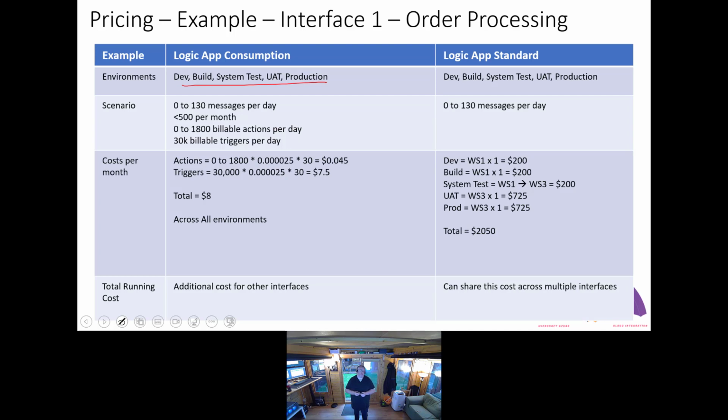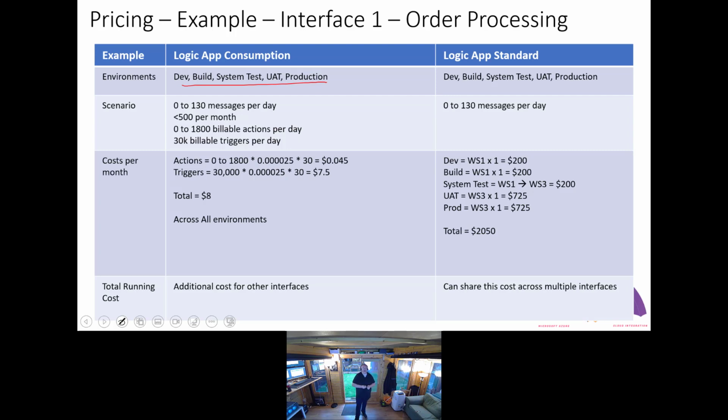The Logic app that processes these, so let's just for argument's sake say there's 500 orders in a month. The Logic app that processes it is not that complicated a Logic app. We would have somewhere between 0 and 1800 billable actions in a day, and it's driven by Service Bus. So we'd have a Service Bus polling trigger that might have 30,000 billable triggers per day. And this is just where it's checking for messages.